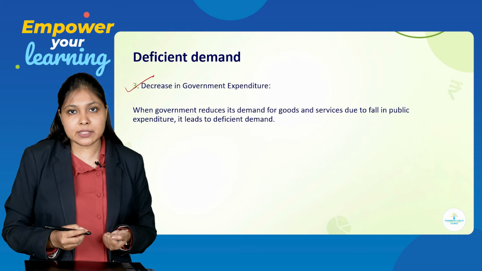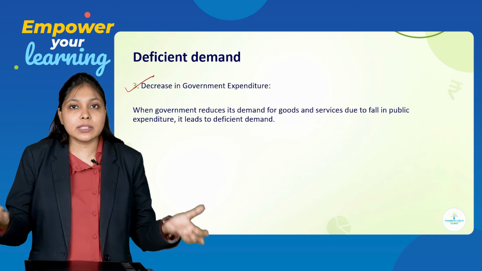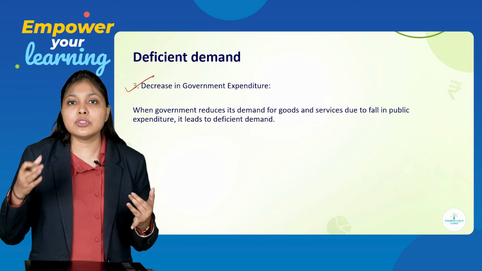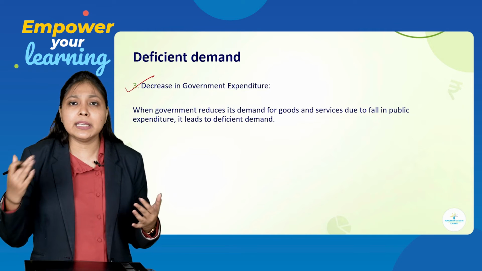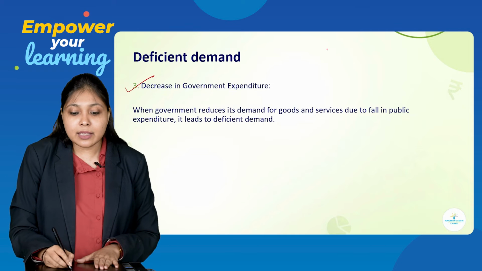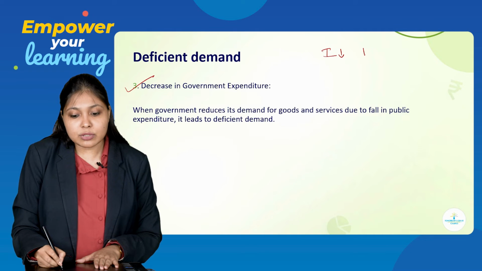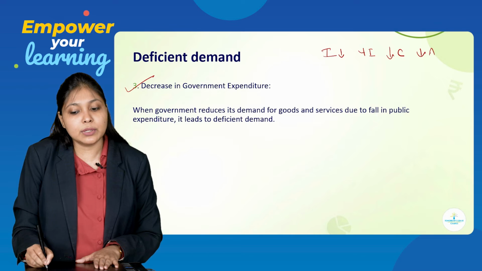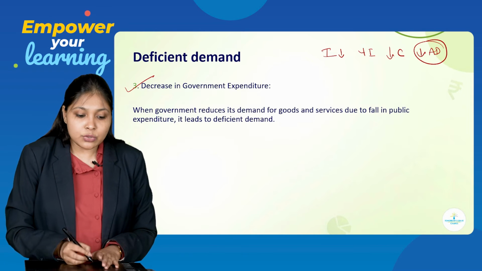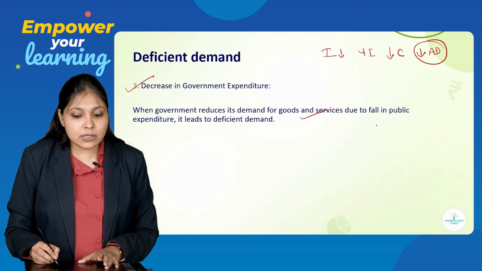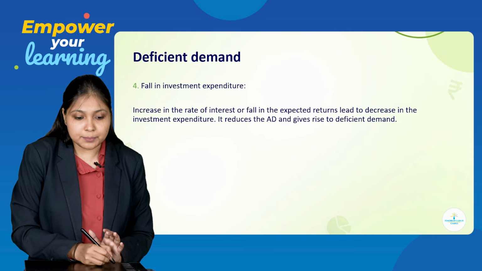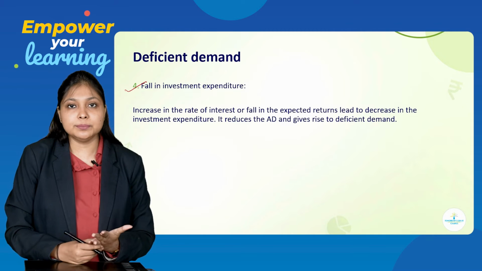Decrease in government expenditure. What if government stops investing in economy? Now government is not investing in constructing bridge, infrastructure, buildings or anything. So there will be less investment. So that means less income. Less income generated in the economy, that means less consumption, and that will lead to less aggregate demand. So when government reduces its demand for goods and services due to fall in public expenditure, this will lead to again deficit demand.